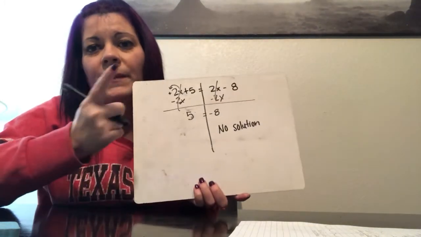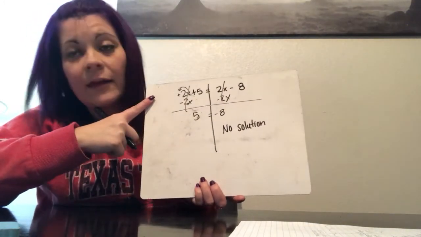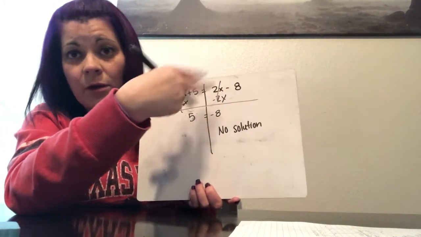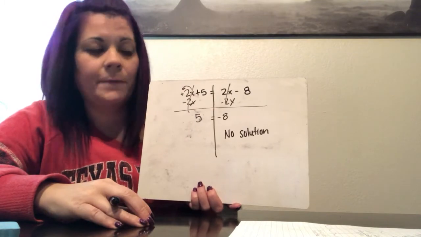So in this situation, when you are solving and you get a statement that's not true, means no solution. Means that anything that we plug into this x will not work out, will not make these two expressions equal. Another special situation is when you have something like this.